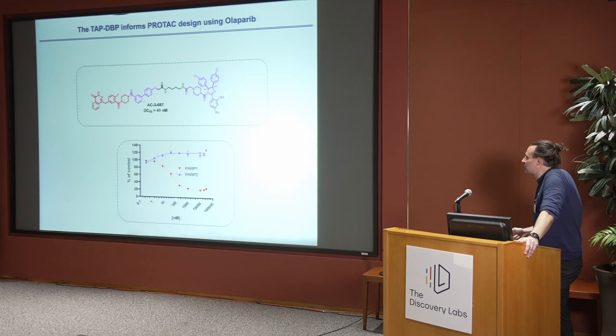Anyway, this led us to the design of a PROTAC for PARP. Here we use an MDM2 ligand, so this is an MDM2 ligand, linker, olaparib PROTAC, and this is an in-cell Western blot. Interestingly, we do see very nice degradation of PARP1 at low nanomolar concentration. However, despite olaparib binding PARP2 to the same extent as PARP1, we do not detect any degradation of PARP2.